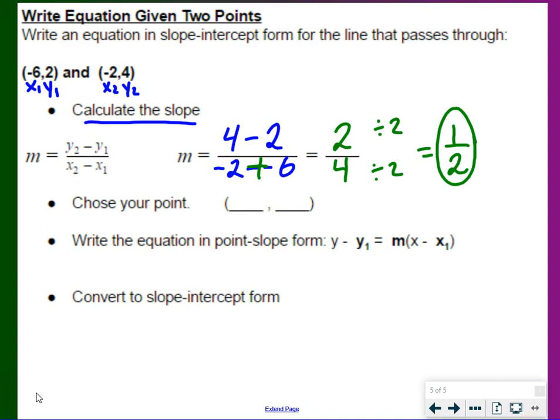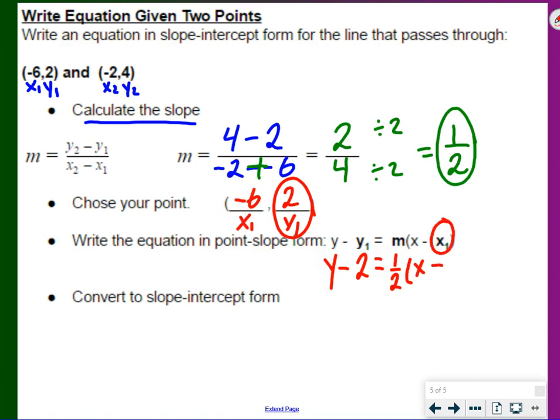Next piece is to choose our point. Remember, we want to choose x1, y1 because it matches that point slope form. So (negative 6, 2). Write the equation in point slope form. So we have y minus y1 equals m times x minus x1. We have y minus y1, which is 2, equals m. Our slope is 1/2 times x minus x1. x1 is negative 6, so we do need to put the negative 6.